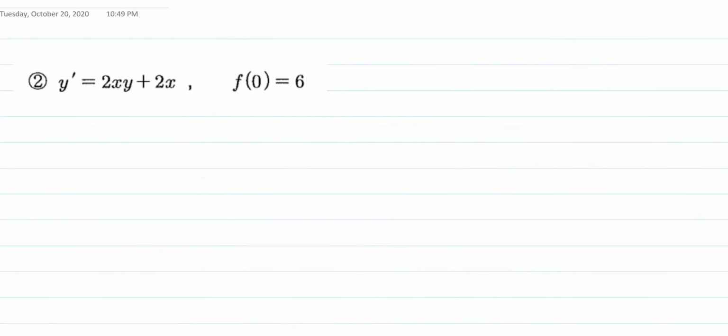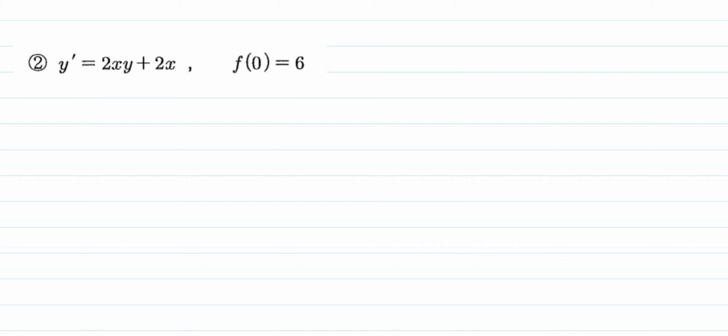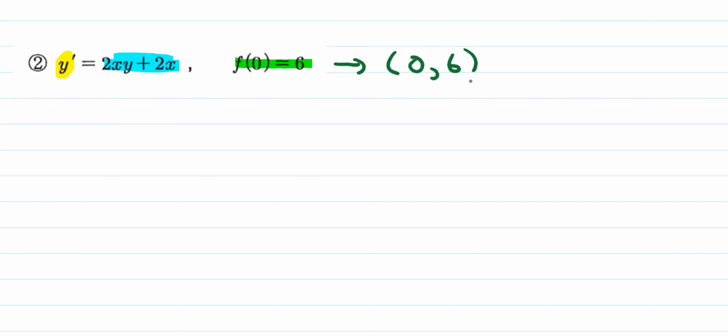Okay, let's move on to the next differential equation here. I got y prime equals 2xy plus 2x, and I also have this initial condition right here, f of 0 equals 6. I usually just translate this to a point right away. This is really (0, 6), so the solution will go through the point (0, 6).